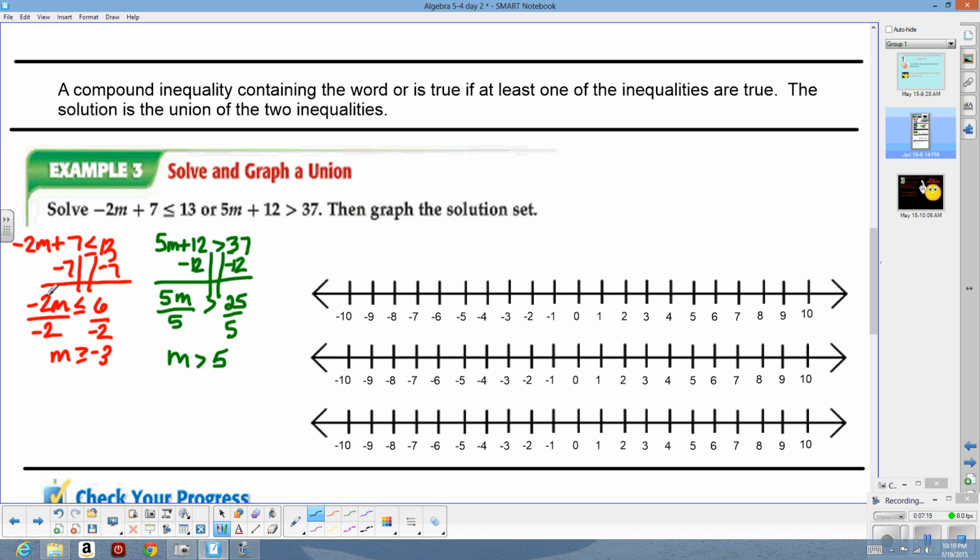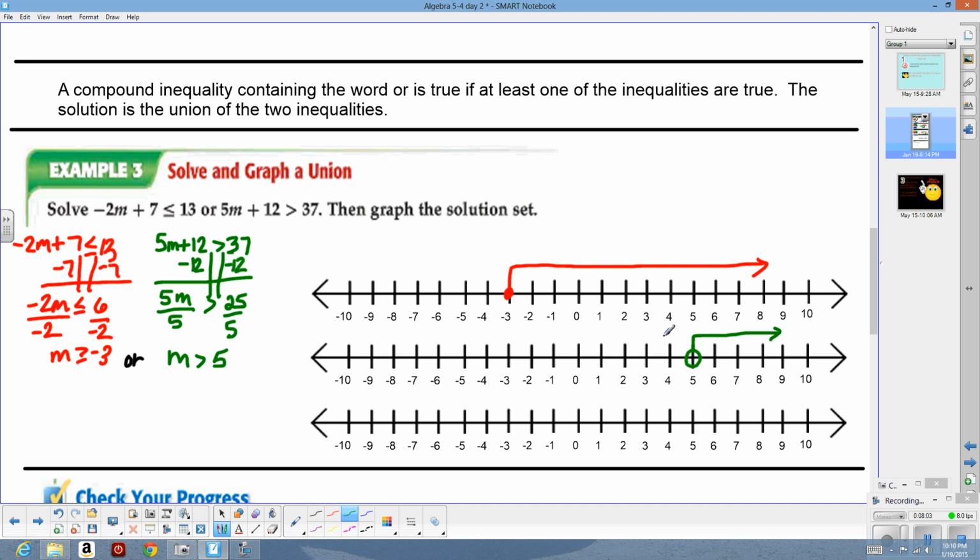And this compound inequality has the word "or." So we're looking for the numbers that are greater than or equal to -3 or the numbers that are greater than 5. So if we wanted to graph that, we'd start with the numbers greater than or equal to -3, which means we would fill in the circle on -3, since it includes -3. Greater than goes to the right. And then we would take the numbers that are greater than 5, so an open circle on the 5, and it goes to the right as well.